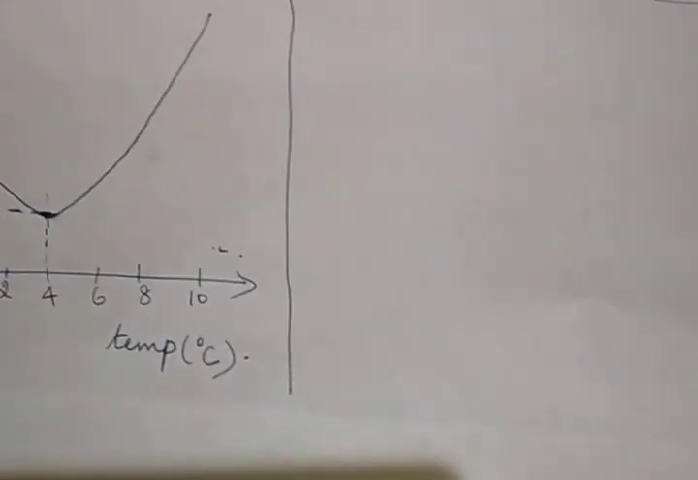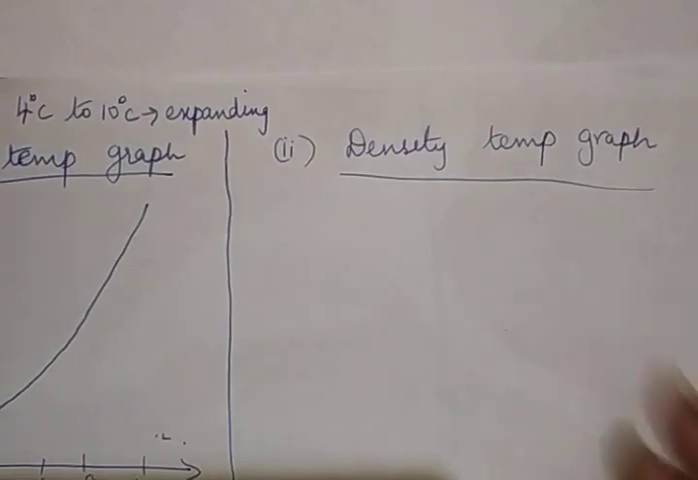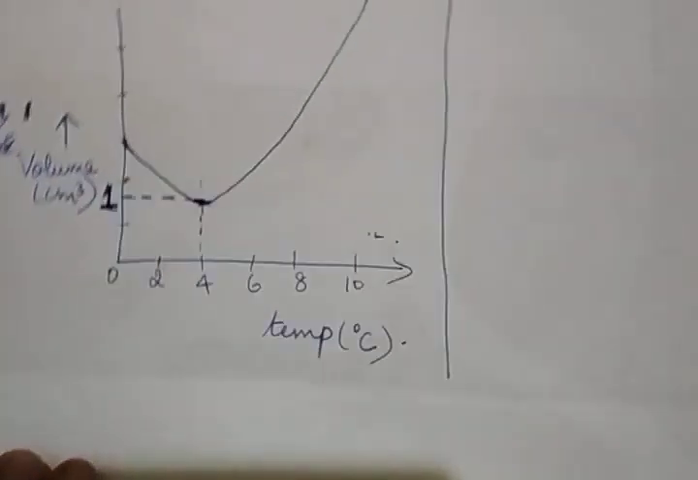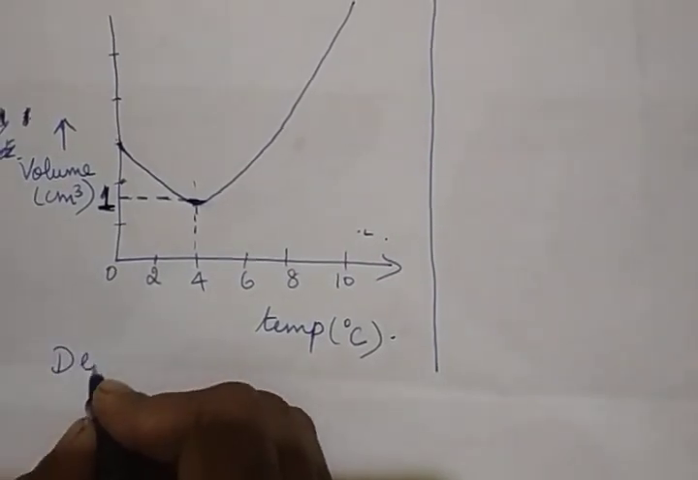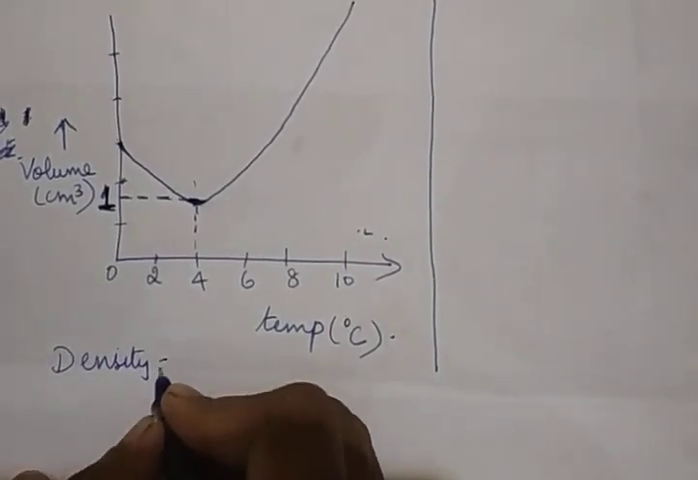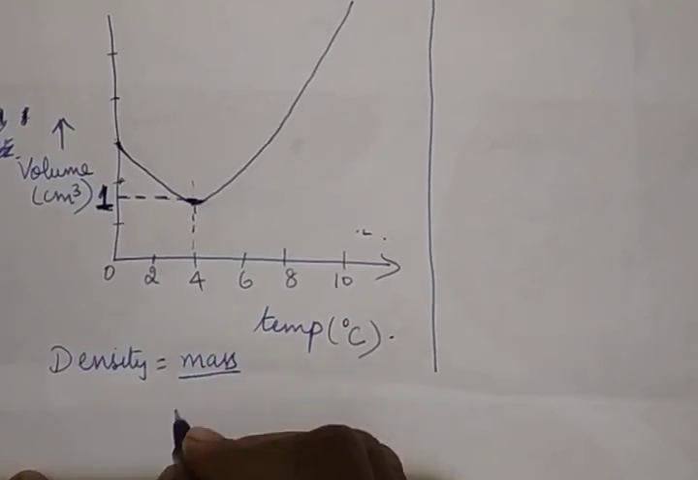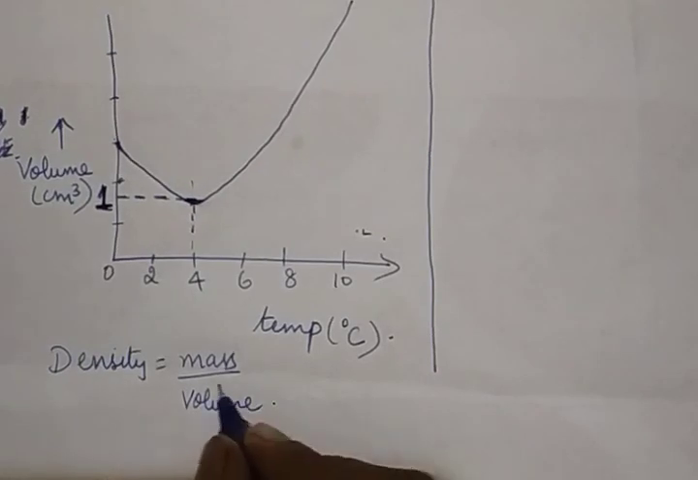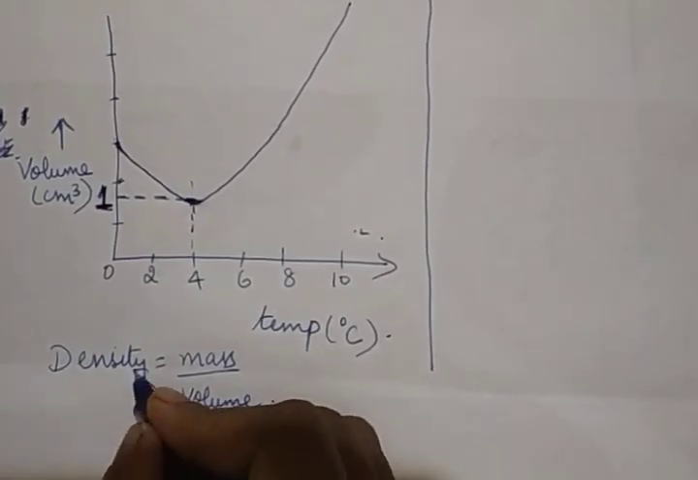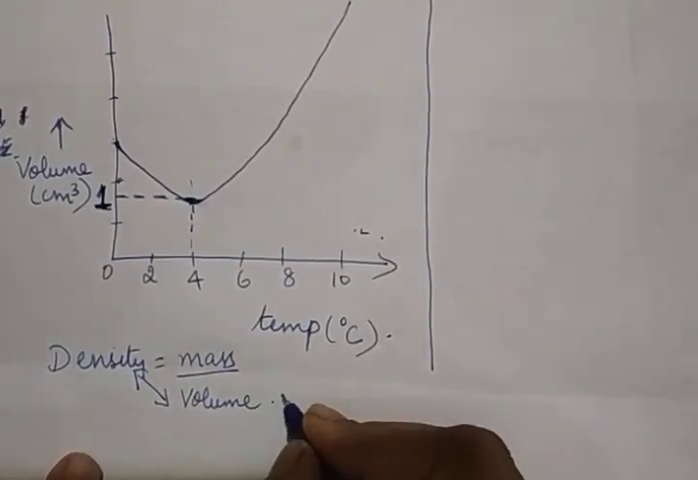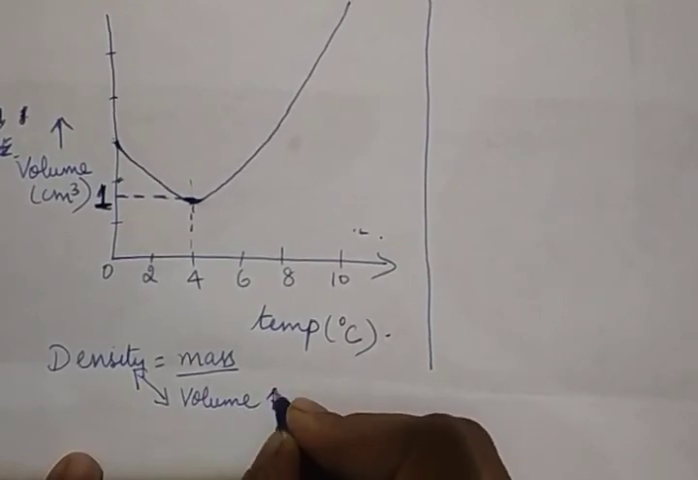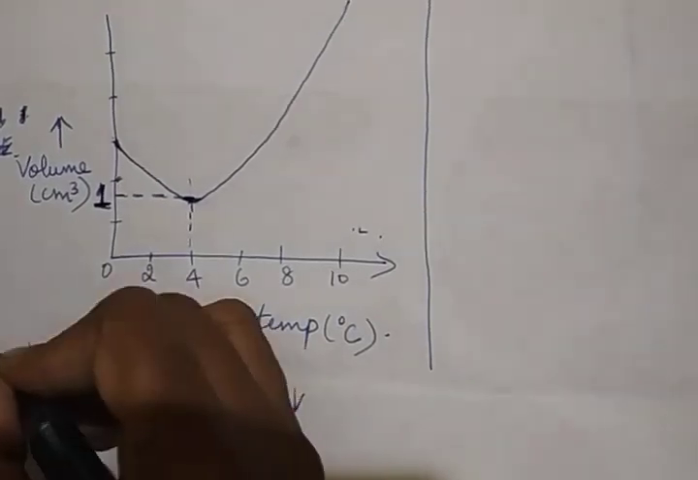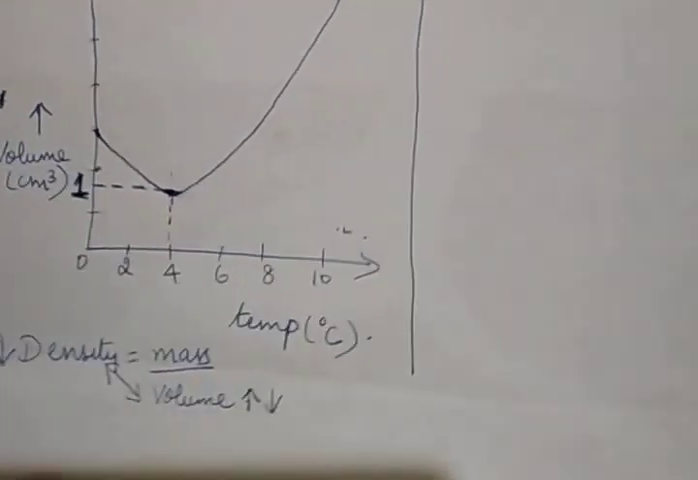Now we go to the density temperature graph. Density temperature will be opposite to it. So you all know the formula for density is mass upon volume. So density and volume are oppositely related. Any body that has more volume will have less density, and a body which has less volume will have more density. They are oppositely related.